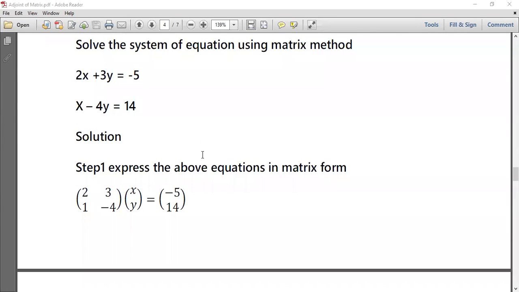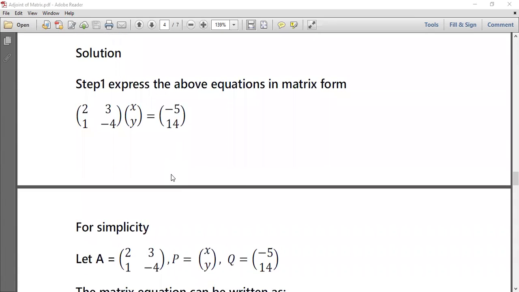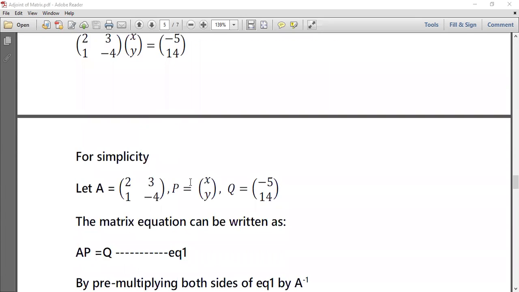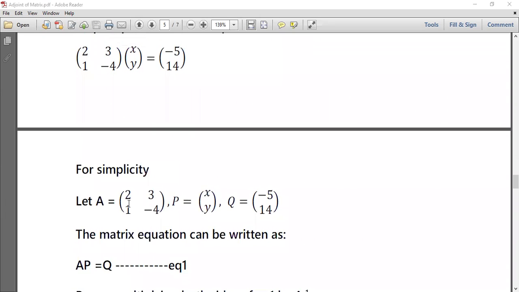So this is the system of equations. What we're going to do now, remember how to find the inverse of the matrix. We're going to use that method to solve this. For simplicity, it's not compulsory for you to do this. You can just go ahead and solve. I just try to make it something simple. So I say let A be this matrix, let B be this column matrix of the variables, x and y, and let Q be the constant. Just to make things easy.